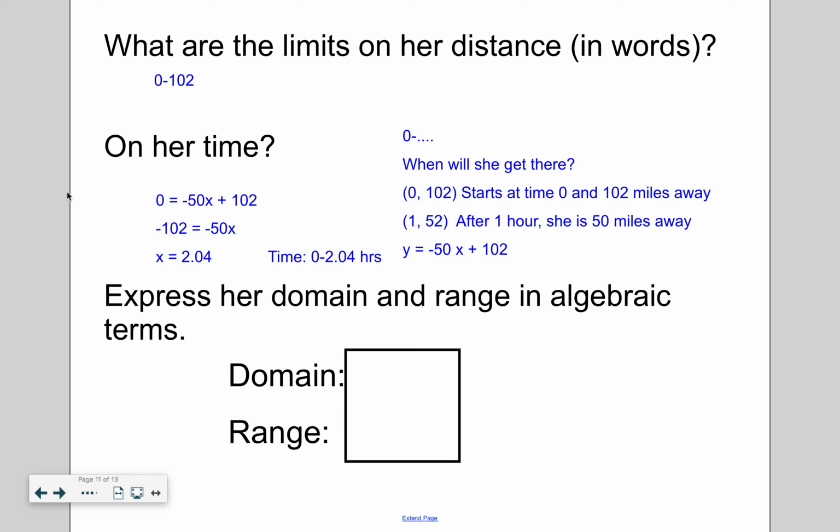And then, okay, well, when will she get home? When her distance from home is 0, when she gets there. So I plugged in 0 for y, and I solved. So in 2.04 hours, she will be 0 miles from home. She'll be home. So the range on her time is 0 to 2.04 hours. And that is how we can show that algebraically. Again, the x is the independent. So the 0 to 2.04, that's where that's coming from, right here, from the time. And the 0 to 102 is coming there.